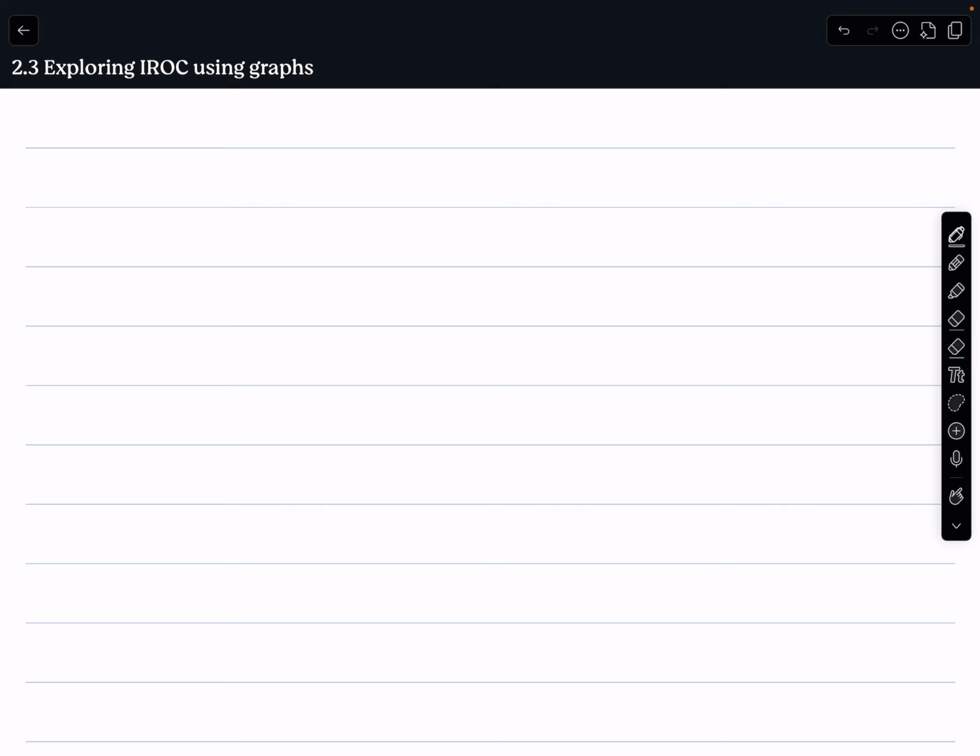Today's lesson we'll be going over lesson 2.3, exploring the instantaneous rate of change using graphs. So this is to piggyback off of our lesson back in 2.2, and we're just going to do a couple of questions just to understand the concept fully. So let's look at instantaneous rate of change.